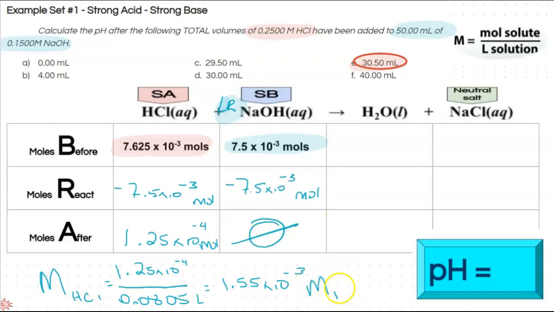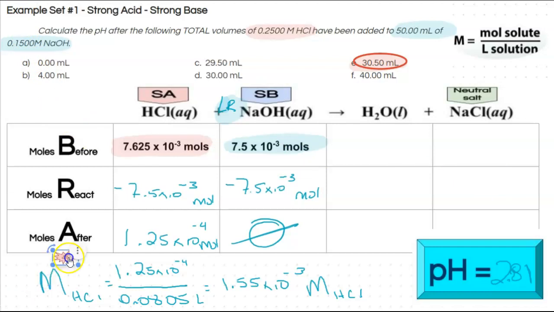Because this is hydrochloric acid, I can just take the negative log of 1.55 times 10 to the negative third, and my new pH is going to be 2.81. I would like to take just a minute and point out that we have only added half of a milliliter of the hydrochloric acid, but I went from a pH of 7 at the equivalence point to a pH of 2.81 with just adding that small amount.